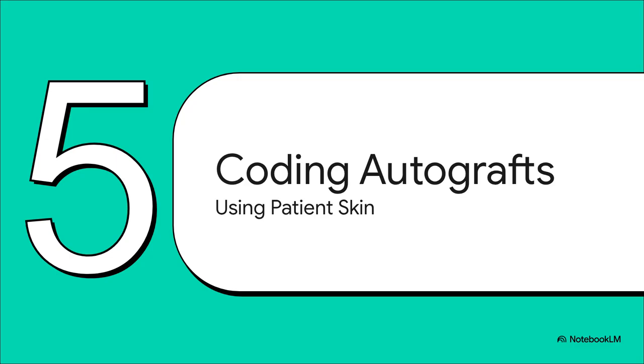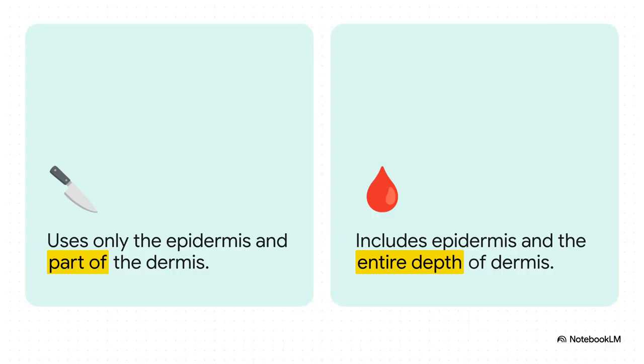Section 5. Coding patient autografts. Once that wound bed is perfectly prepped, it's finally time to apply the new skin. Very often, the surgeon will use an autograft. Auto meaning self. This is skin harvested directly from the patient's own body to be used as a patch. When we look at autografts, there are two main categories, and you're going to choose completely different CPT codes based on which one the surgeon performs.